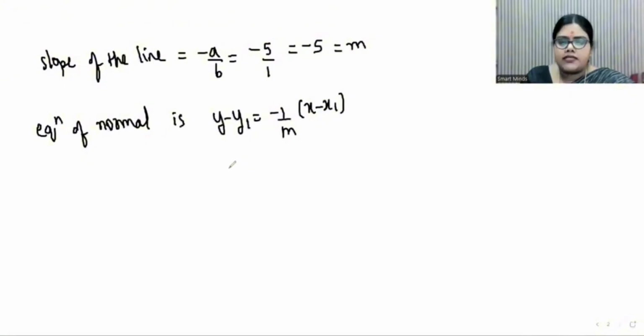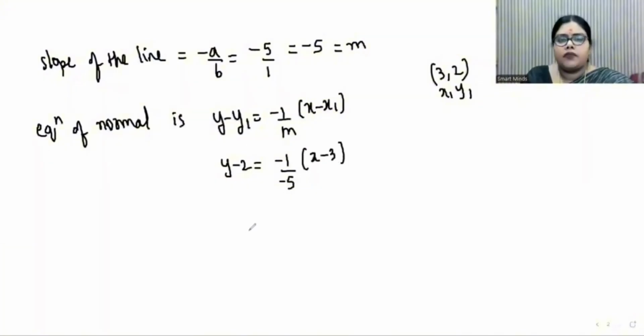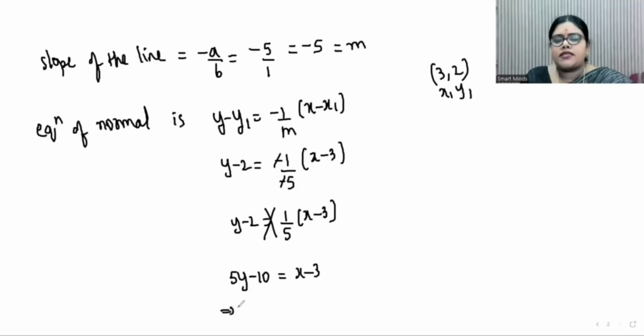So the point given is (3, 2), right? So we take this (3, 2) as (x1, y1). Now y minus 2 is equal to minus 1 by minus 5 into (x minus 3). So here y minus 2 is equal to 1 by 5 into (x minus 3), the minuses cancel. Now cross multiply: 5y minus 10 is equal to x minus 3. Take all left hand side terms to the right hand side: x minus 5y plus 7 is equal to 0. This is the final answer.